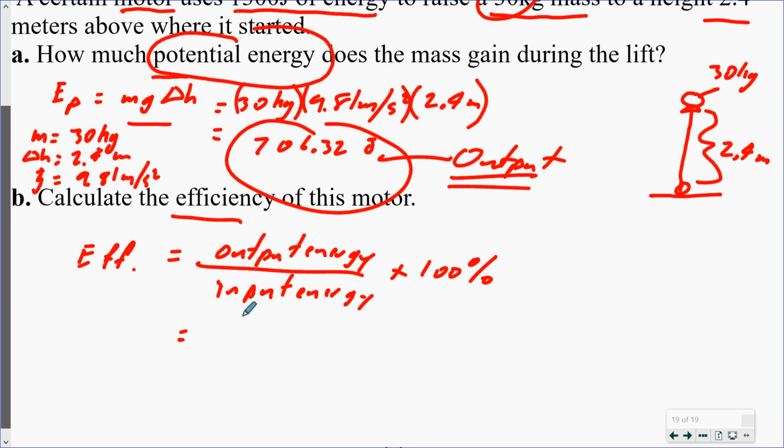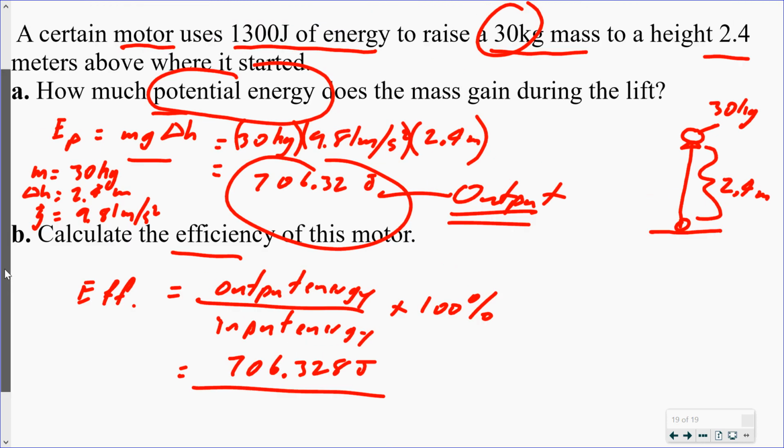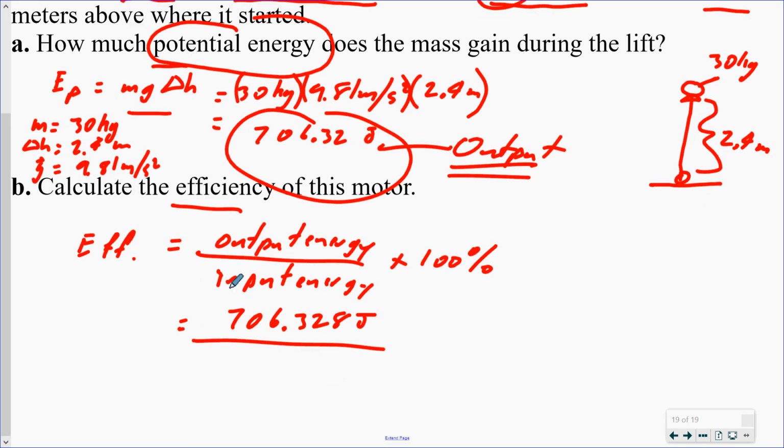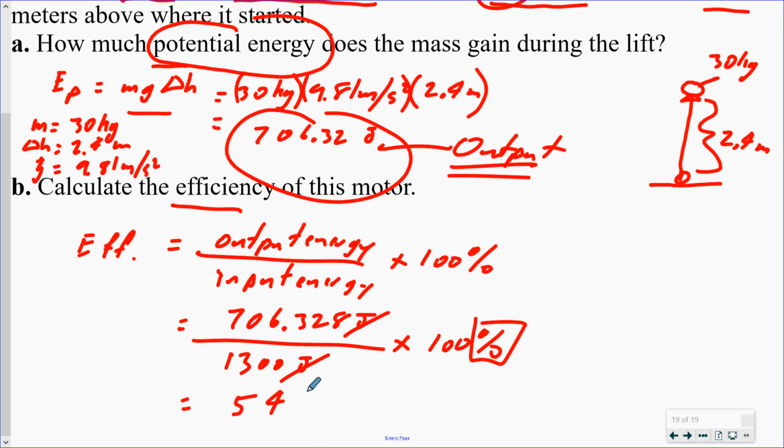So at the top, output energy is the 706.32 units or joules. Input energy was the fuel or the electricity that we put in the first place, and that is the 1300 joules that we have up here. So that's where we're going to use this number. We're going to put in our 1300 joules. Joules cancel out, multiply by 100%, and that's going to be our unit, is percent. So when you plug these numbers in, what you do end up with is 54%.